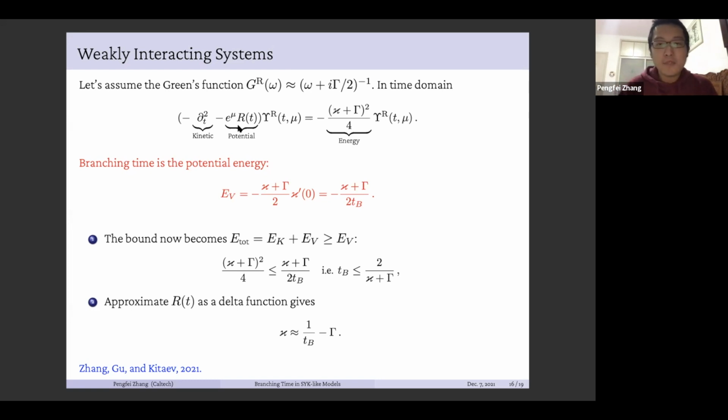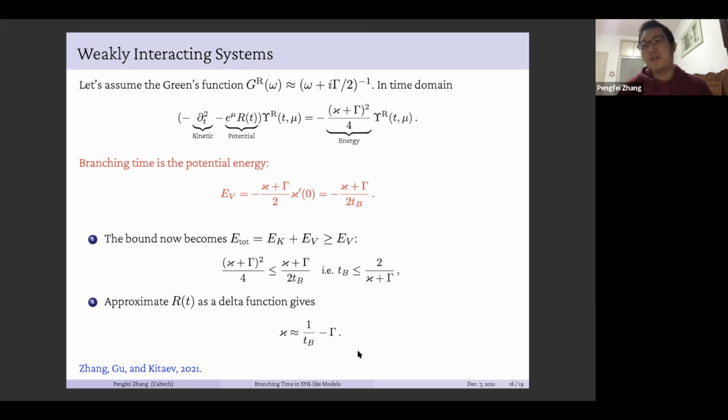So since it's just a one-dimensional scattering problem, we also have many ways to do the approximations. For example, let's take the most crude approximation, where we just approximate such a Runge function by some delta function. So in this case, we have a particle in the delta potential. It's very easy to solve. We can compute the spectral function and everything we want.